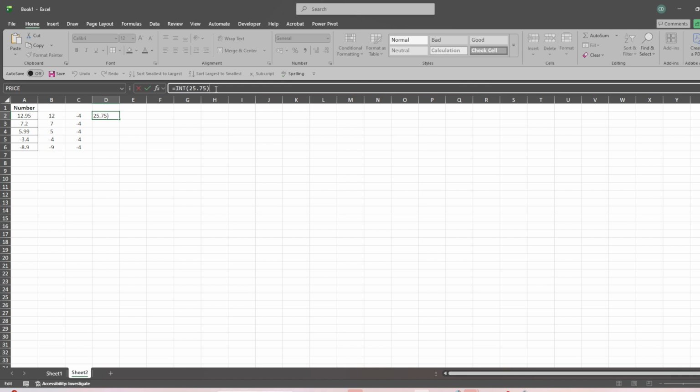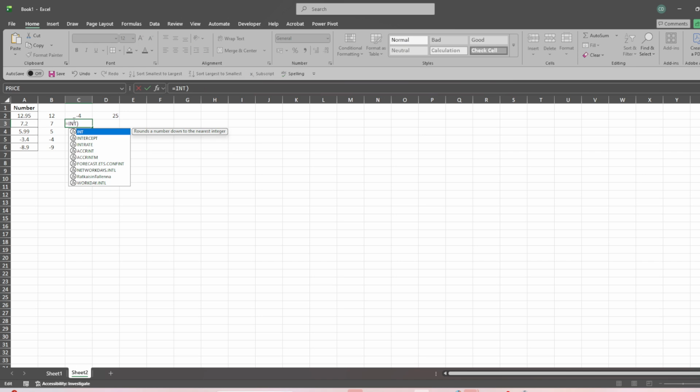A few final tips. Use INT when you always want a result rounded down to the nearest whole number. Be careful with negative numbers because the function rounds toward negative infinity, not toward 0. If your goal is only to remove decimals without changing the direction of a negative value, use TRUNC instead. Also remember that INT does not change the original value in the cell. It only returns a rounded result in the formula cell.